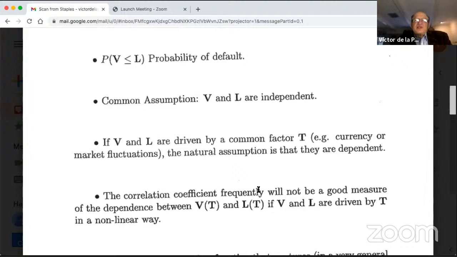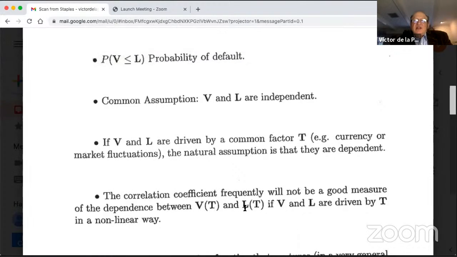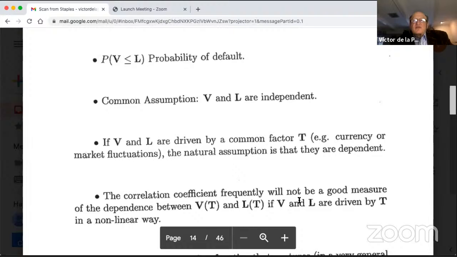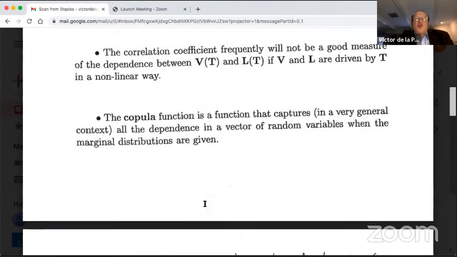Now, the correlation coefficient frequently will not be a good measure of dependence between V of t and L of t. That is, the valuation depends on t, the common factor, and the liability on t, when these functions are not linear in t. L of t is not linear in t, and V of t is not linear in t. So the copulas are used to deal with these situations.